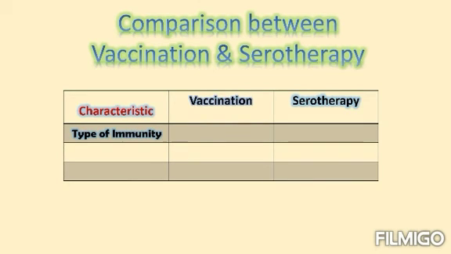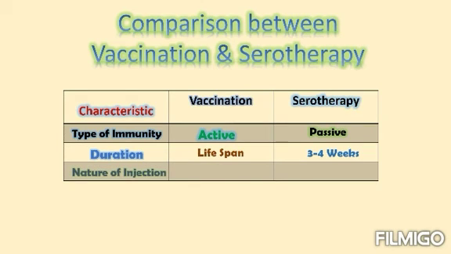There are certain differences between vaccination and serotherapy. At first, if you look at the type of immunity, you notice that vaccination is active, produced by our body. Our body will produce the antibodies, while serotherapy is passive. You will take this antibody from another individual. The duration of vaccination lasts for a lifespan, while serotherapy lasts a few weeks. And finally, the nature of injection. In vaccination, you inject the individual with attenuated or weak antigen, while in serotherapy, with antibodies.